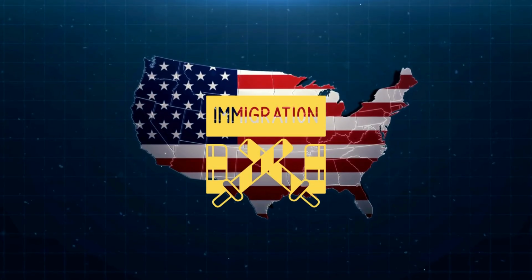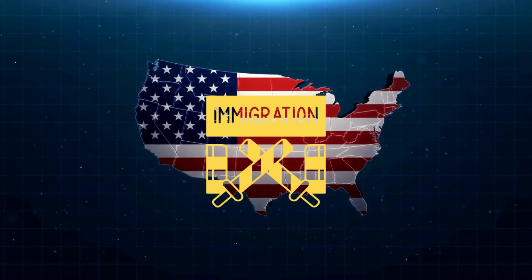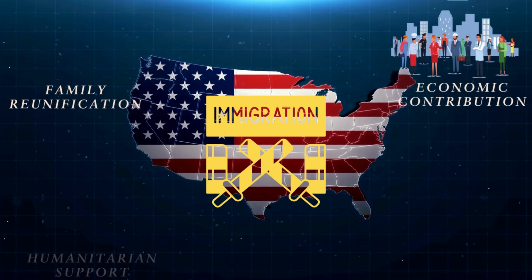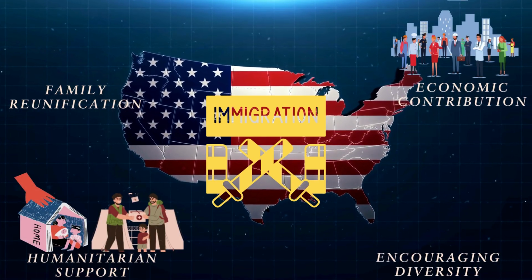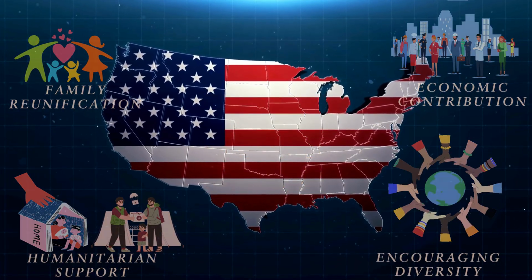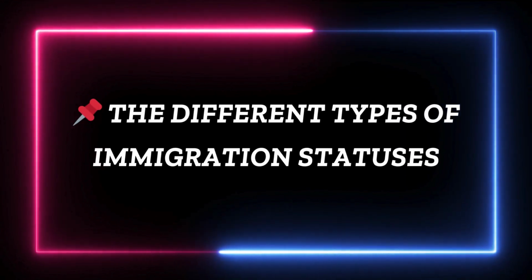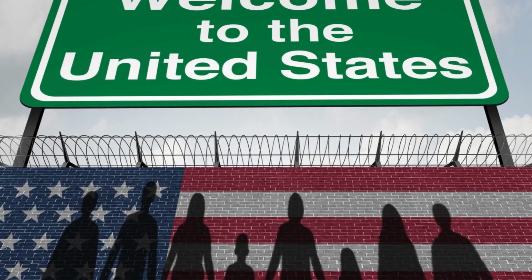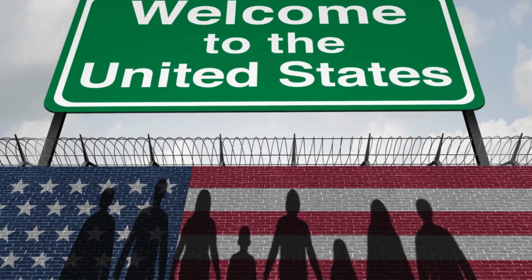And so, any visa or immigration status that is granted to a non citizen falls under the ambit of one of these four categories. Now, let's look at the different types of immigration statuses that a non US citizen can acquire.